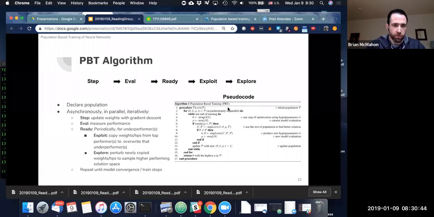Then you measure the performance with eval based on the performance metric that you're testing for at a certain given interval that you set. So periodically, a worker will be deemed ready. And so then it will be evaluated. And if it is an underperformer, then you will exploit, as in copying the weights and hyperparameters from a top performer to overwrite that underperformer. And then once you have that new copied worker, then you will actually explore by perturbing the newly copied weights and hyperparameters to sample a higher performing solution space. And then you just repeat until model convergence or the time limit has been exceeded.